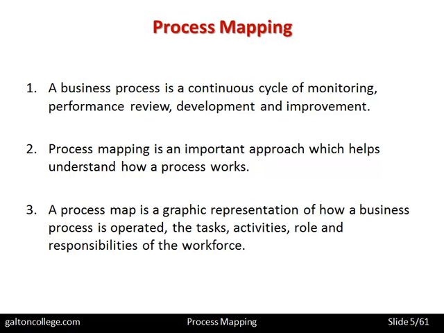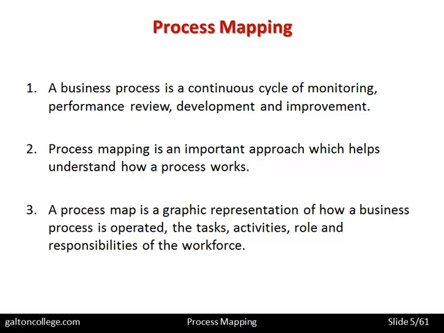A process map is a graphic representation of how a business process is operated, the tasks, the activities, the roles and responsibilities of the workforce. So all of these various components are fitted into a process map to see how the overall process is being conducted, whether it's appropriate, whether it's efficient, and what the issues are. So looking at some process, say making a particular component or a particular product, if that is the nature of the business, then that is the process.